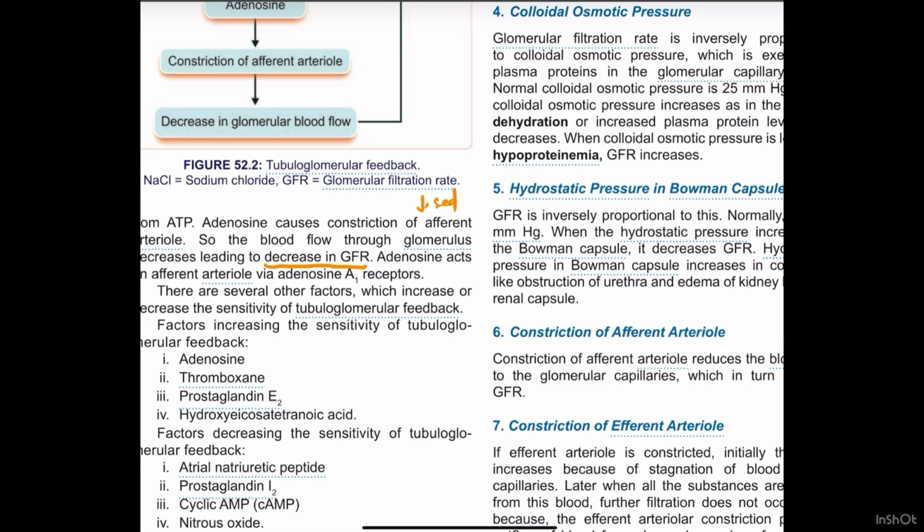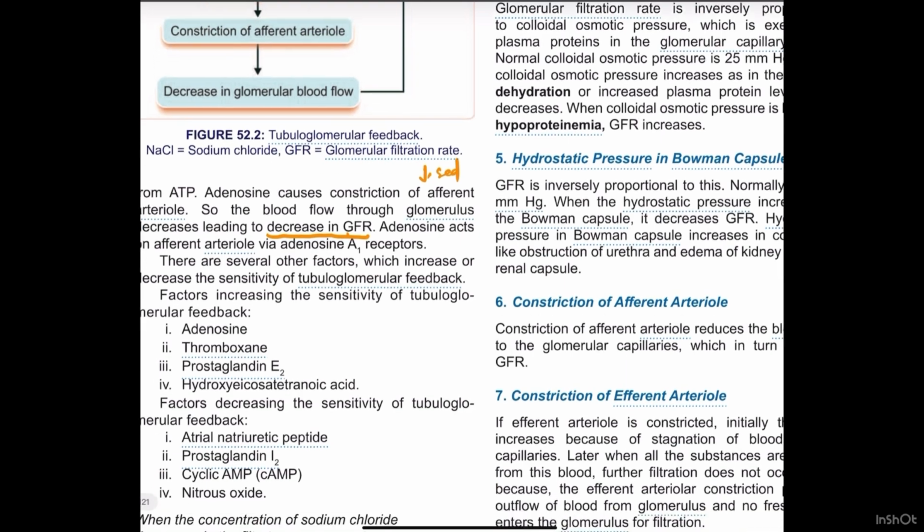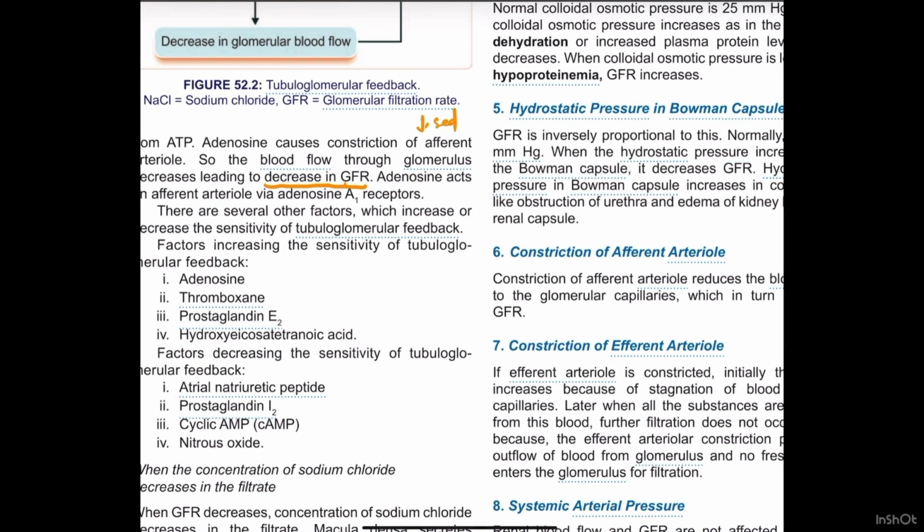Through the glomerulus, there is a decrease in the GFR. So adenosine causes constriction of this afferent arteriole, so that blood flow through the glomerulus decreases, leading to a decrease in the GFR. Adenosine acts on the afferent arteriole via adenosine A1 receptors. And next, the several factors.